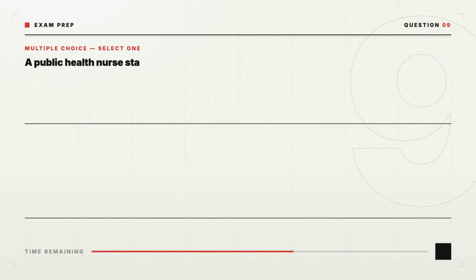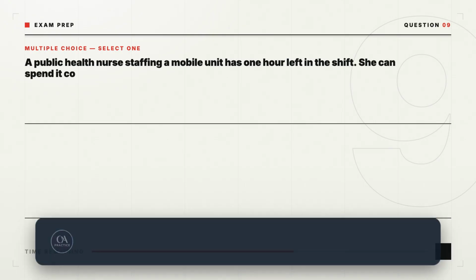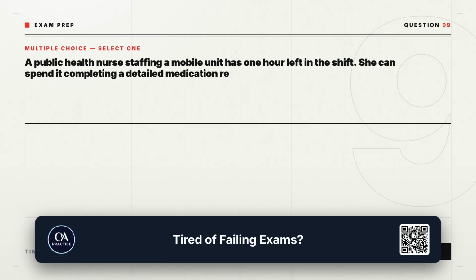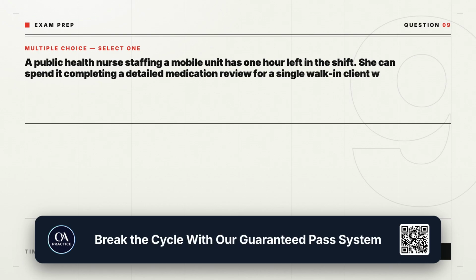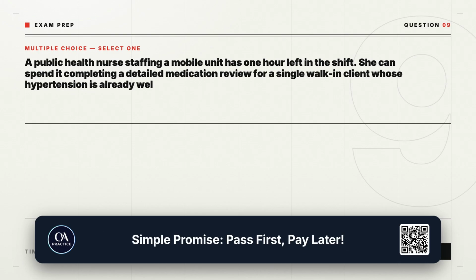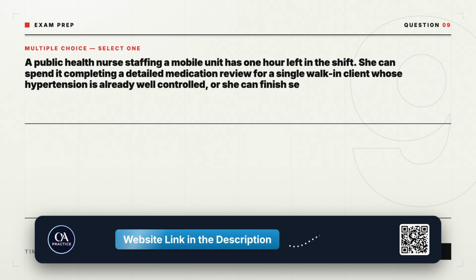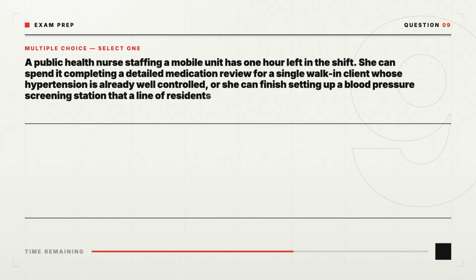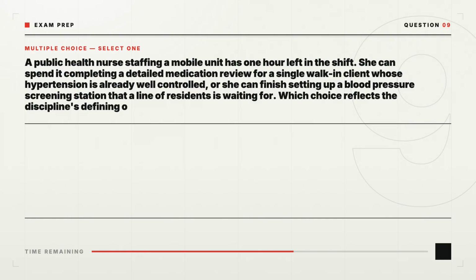Question 9. A public health nurse staffing a mobile unit has 1 hour left in the shift. She can spend it completing a detailed medication review for a single walk-in client whose hypertension is already well controlled. Or she can finish setting up a blood pressure screening station that a line of residents is waiting for. Which choice reflects the discipline's defining orientation and on what basis?